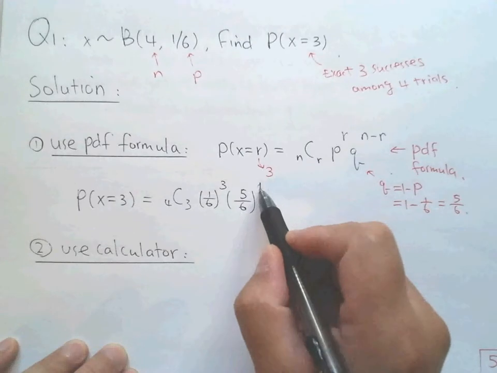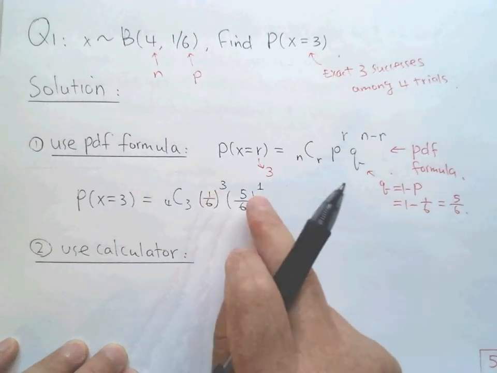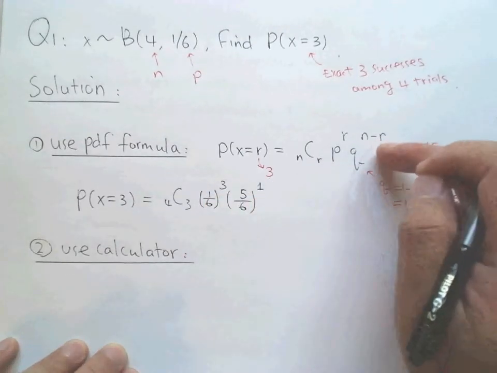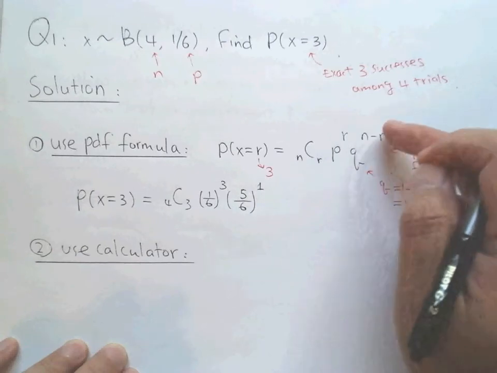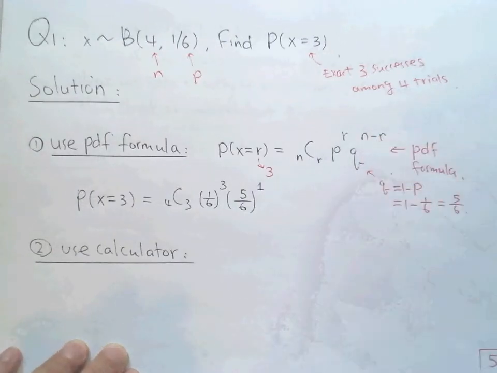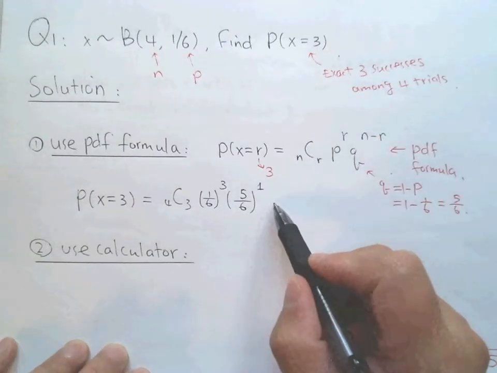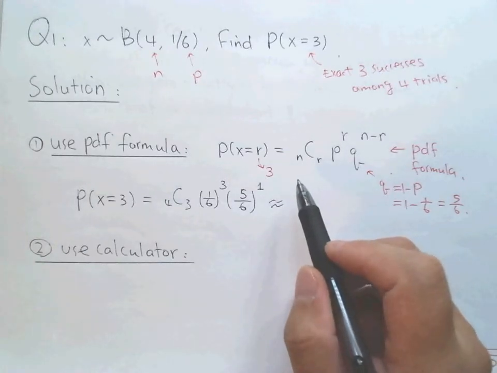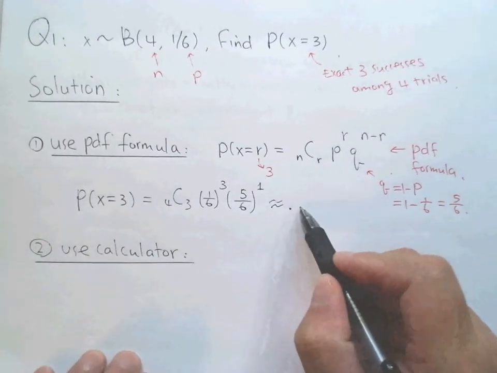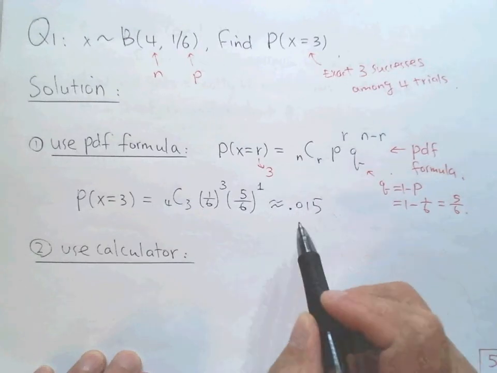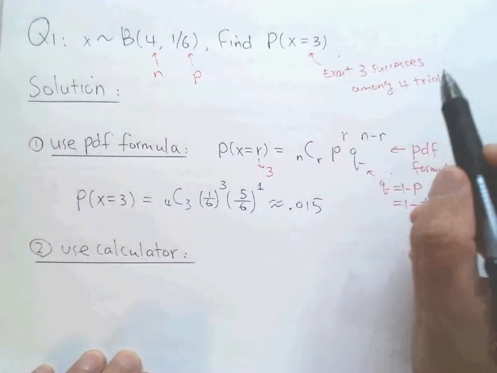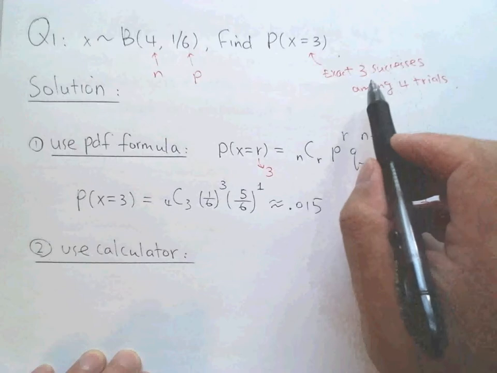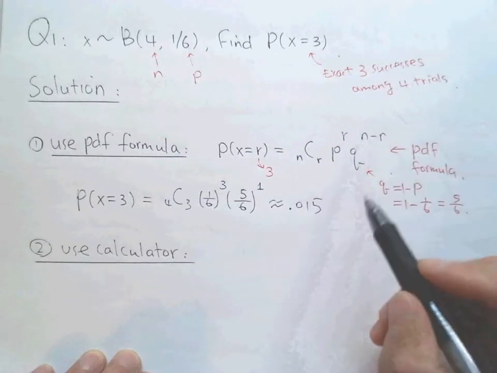Why is it 1? 3 successes, 1 failure. This is the number of times you get a value exactly. Do the calculation. I already have the answer. So how many do you get? 0.015. This is the probability among 4 trials that you will exactly get 3 successes.